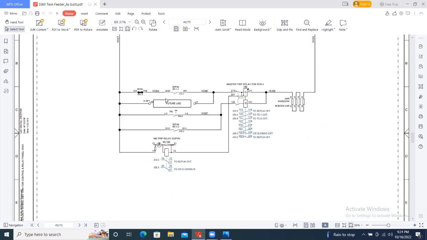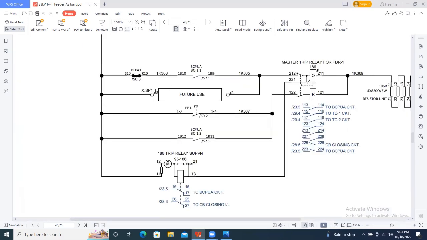And suppose tomorrow you want to add one more relay which is not an inbuilt feature of the BCPU, you can enable it here in parallel. If this comes, the master trip relay should operate. Making a parallel means an OR condition. Series means an AND condition. So if any one of the contacts makes, I am operating the master trip relay. Right? These two are for the reset, for the master trip relay.